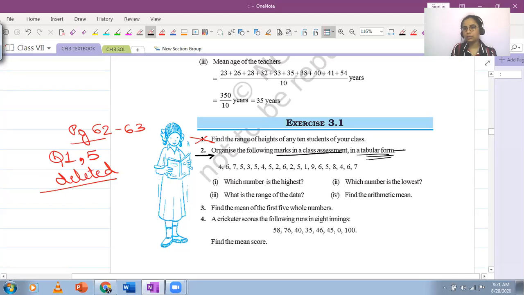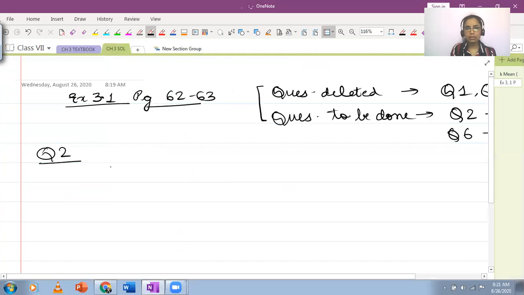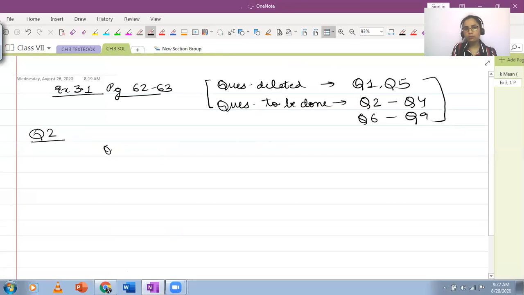Arranging in table form means you have to make a frequency table. You remember using tally marks, we used to do this? Last year we've done this. So first of all, you're going to make that table and then we will come back to these parts. Keep your book in front of you and we're going to make a table here right now. I will be just making columns, not a table. First column will contain the observations, the values which I can see in the list. The second column contains tally marks and the third column contains the frequency.